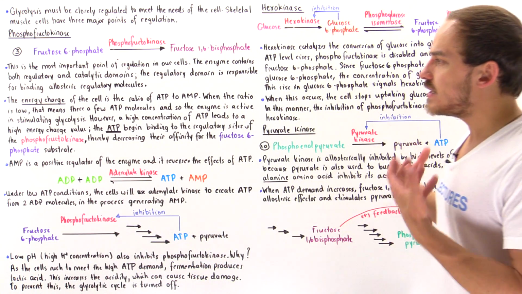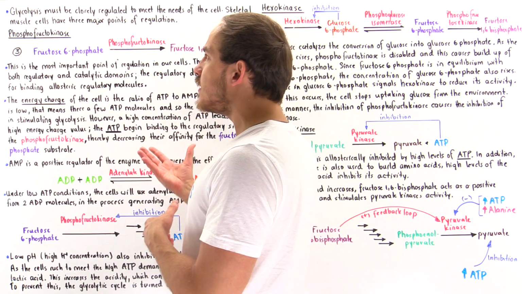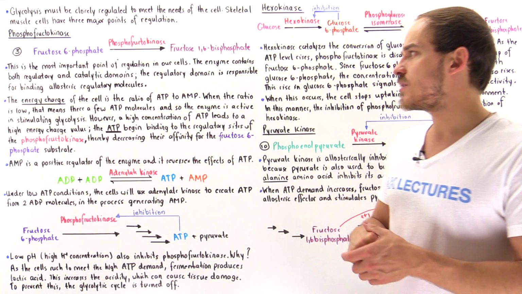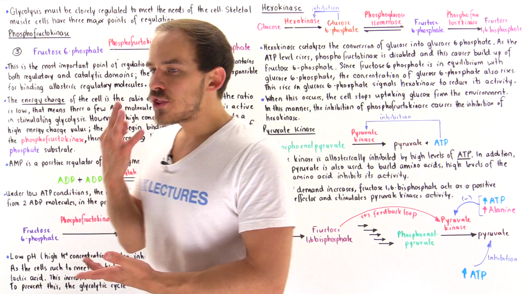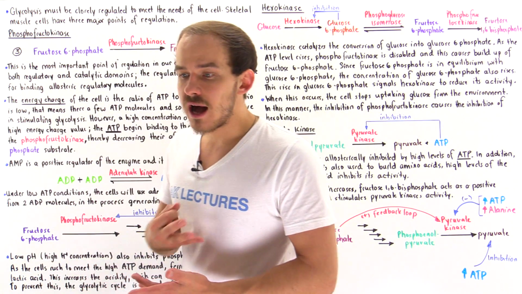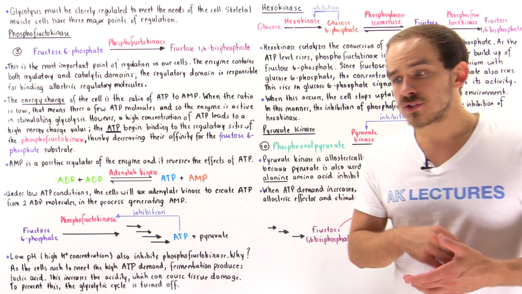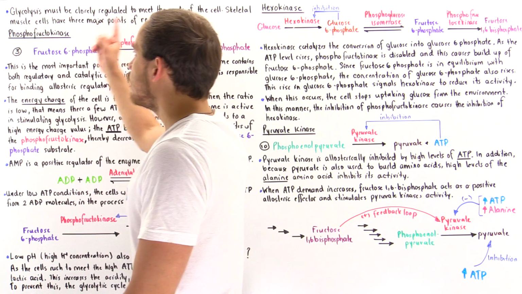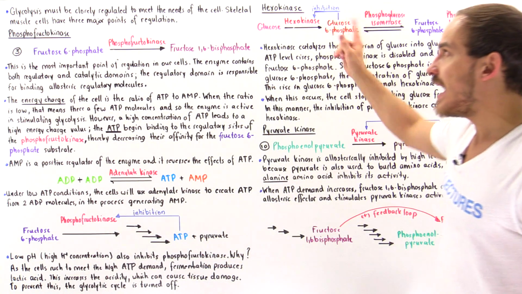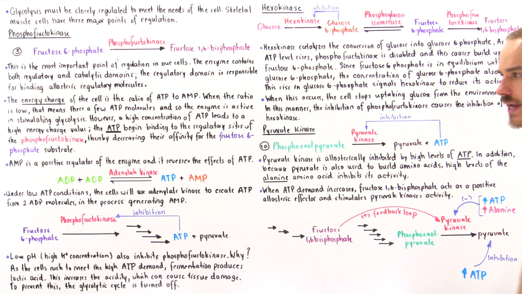But how exactly is glycolysis actually regulated by these skeletal muscle cells? This will be the focus of this lecture. So there are three regulatory points in glycolysis, and these three regulatory points are actually enzymes. What enzymes? Well, phosphofructokinase, hexokinase, and pyruvate kinase.